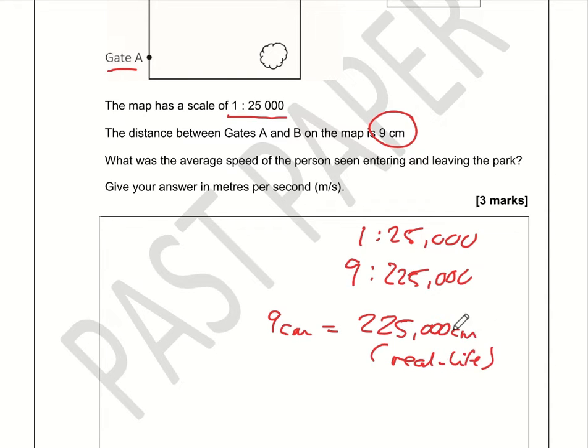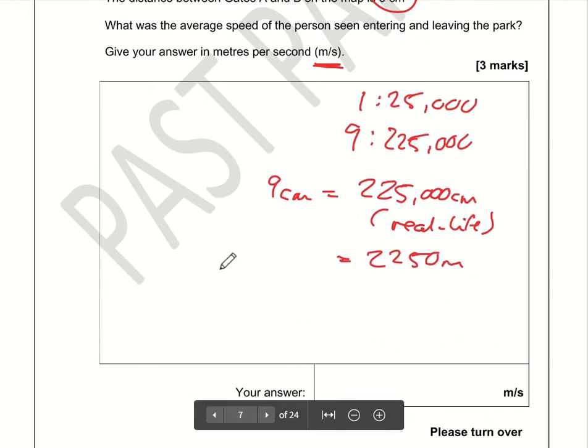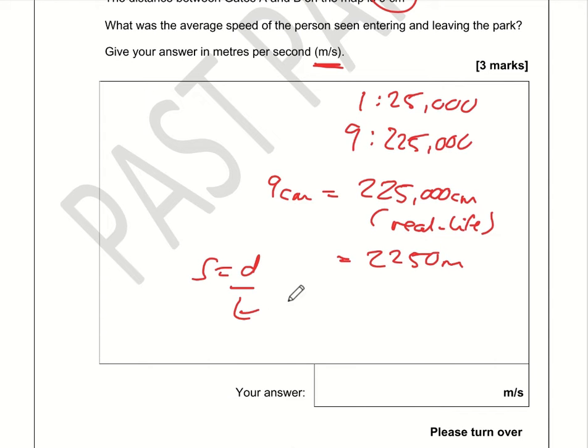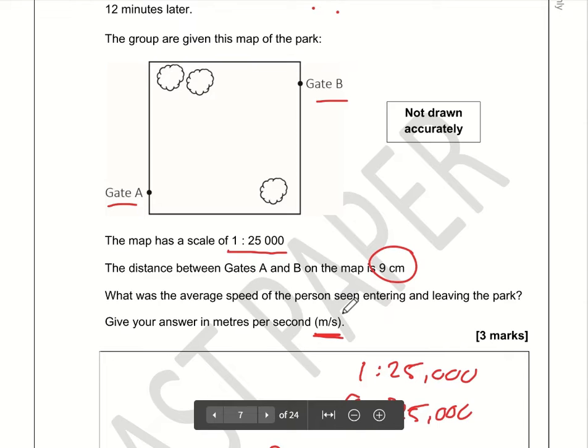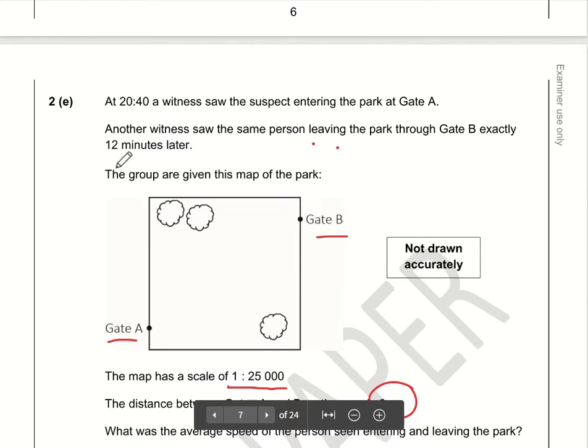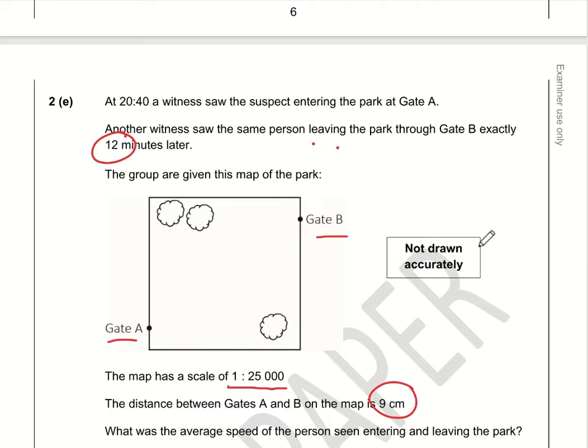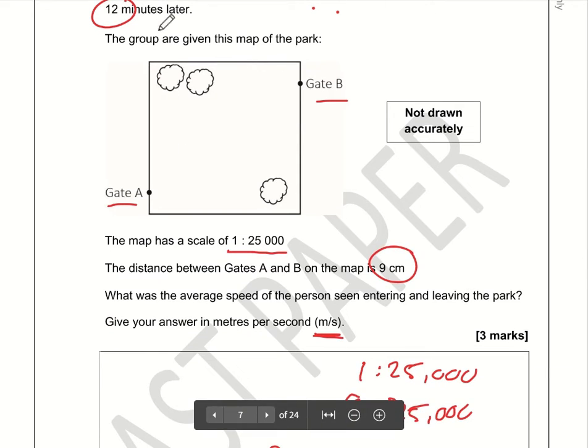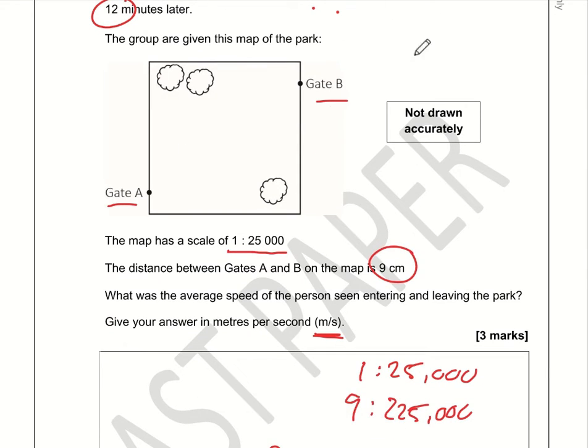So probably we want to turn this into metres. Well, we definitely want to turn it into metres because we want metres per second. So divide that by 100, chop off 2 zeros, so 2250 metres. Now we want to work out the speed. Now speed is the distance divided by the time. We know the distance is 2250. How long does it take? Well, we've been told that it was 12 minutes, but the speed we've been asked for is metres per second. So I need to turn these 12 minutes into seconds.